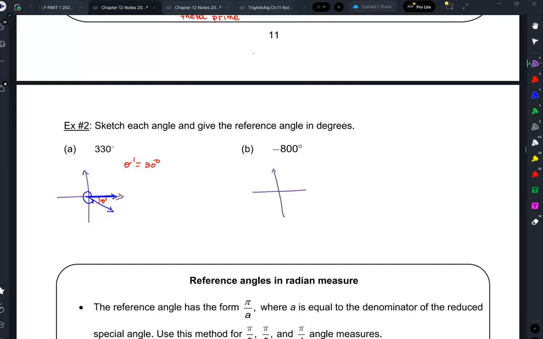Okay, negative 800. Right, so that's going to take us a while. So I go one circle, but that's not enough. I have to do another circle. Now I went 720, and the balance will be, after 720, 80 more degrees. So that theta prime is 80 degrees. Right, fabulous.